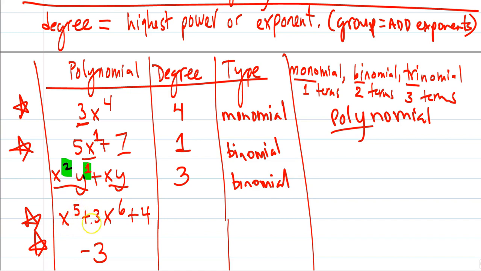Next one is x to the 5th plus 3x to the 6th plus 4. What is the highest degree in there? The highest power is x to the 6th. So the degree of this function would be a 6th degree function with 3 terms, or a trinomial.